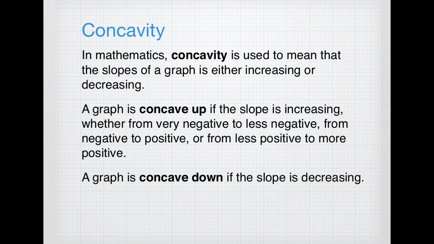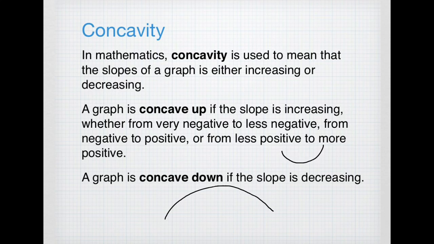A second idea that we need to understand is the idea of concavity. In mathematics, concavity is used to mean that the slope of a graph is either increasing or decreasing. From a practical point of view, we'll see that concavity has to do with how the function curves. A graph is concave up if the slope is increasing, and this is going to correspond to a curve that bends up, so concave up. On the other hand, a graph is concave down if the slope is decreasing, and this corresponds to the natural idea that the curve bends down.